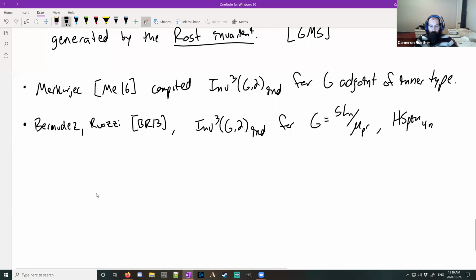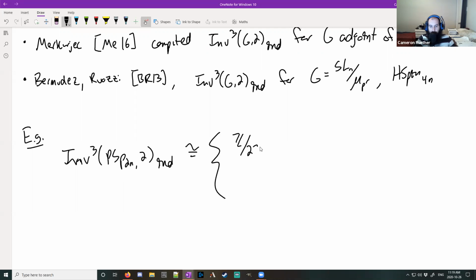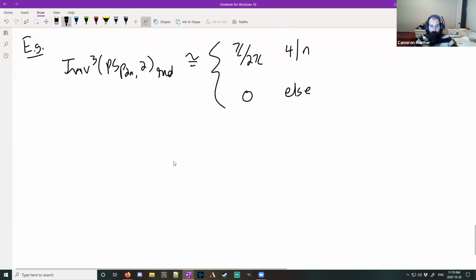So some examples of what these computations were. If we look at the degree 3 invariants which are indecomposable of PSp, this was computed in Merkurjev's paper, and it ends up looking like this. Most of the time, there's nothing, it's just 0, but if 4 divides n, you get a non-trivial invariant. The computation by Bermudez and Ruozzi produces a slightly more complicated description, but of a similar nature.